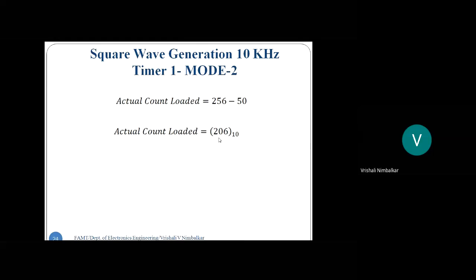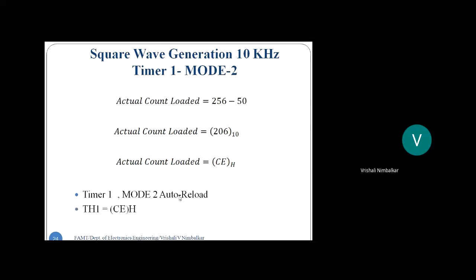That comes as 206. Keep in mind, students, mode 2 is an 8-bit timer counter mode. Hence the maximum count that should be subtracted is 256 minus the calculated count. So the actual count loaded comes as 206. Convert it into hex, we get the 8-bit count which is to be loaded, and that is CE hex. Is that okay? So we have already decided we will be using timer 1 and in mode 2, which is an auto reload. Is that fine?